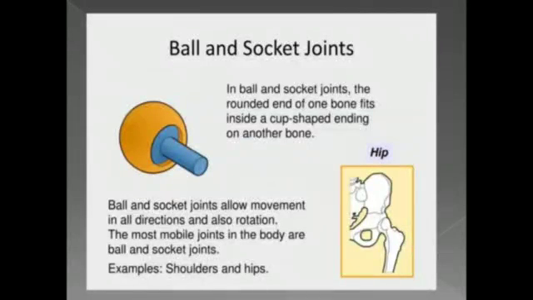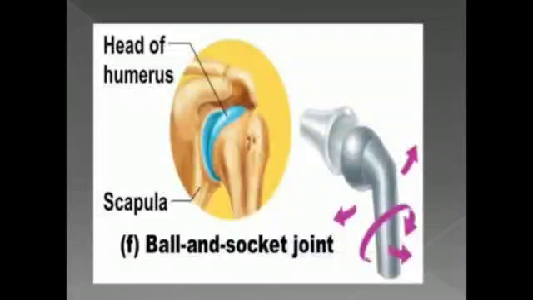Remember, examples of ball and socket joint: shoulders and hips. See, the head of the humerus, this one, and the scapula. This is also an example of a ball and socket joint.